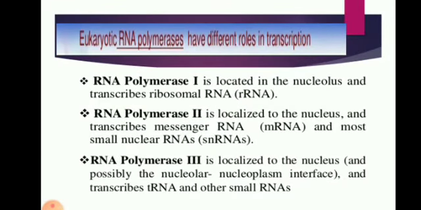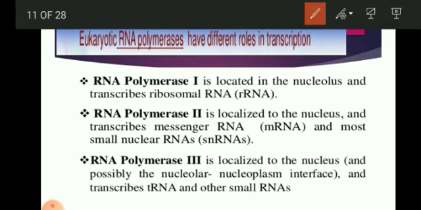Then we will see not only one RNA polymerase is present, but there are three types of RNA polymerases. Number one, RNA polymerase 1, that is located in the nucleolus and transcribes ribosomal RNA, because for protein synthesis we require three types of RNAs. So polymerase 2 is localized in the nucleus and it transcribes messenger RNA, and here polymerase 2 is required for transcription or carrying the messages of DNA.